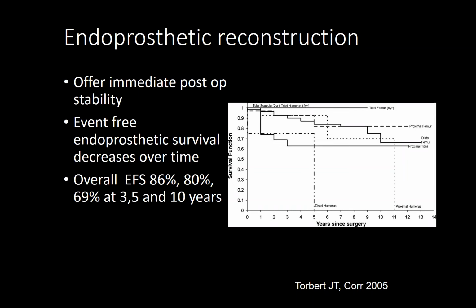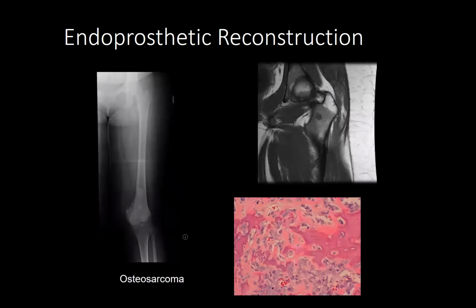These things, if your patients live 15 years, you're going to need to probably revise about 30% of them. But I tell my patients, I'm happy to revise you. If you live and get through this, we're going to be happy to revise you when you get down the road. So let's not worry too much about that. For immediate stability, and for most of our patients, we do use endoprosthetic reconstructions.